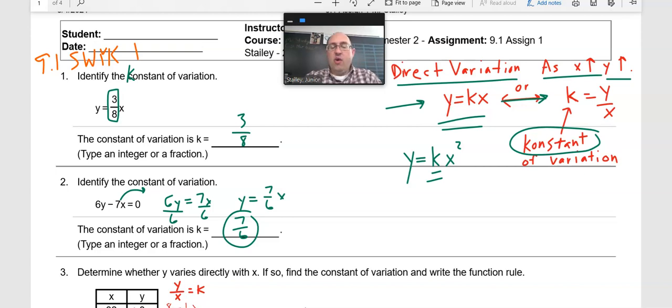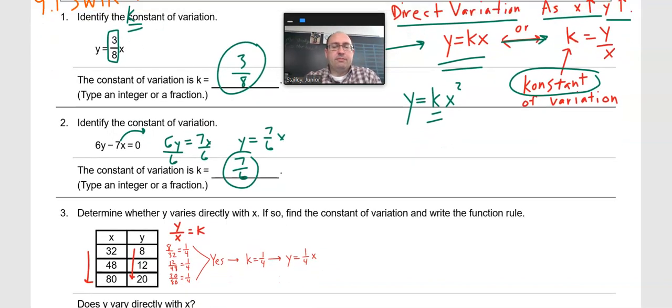For instance, well, we'll get to that in a second. Identify the constant of variation. Yes, the k value. Well, that's pretty easy. When it's set up like y equals kx, it's 3 over 8. Nothing more complicated than that.